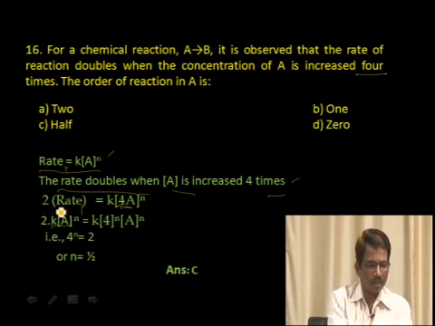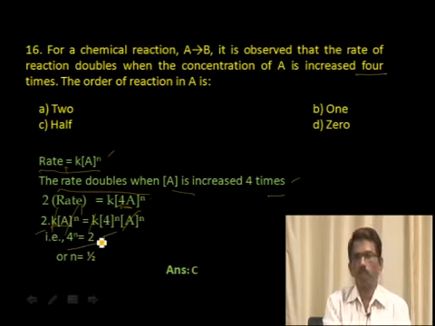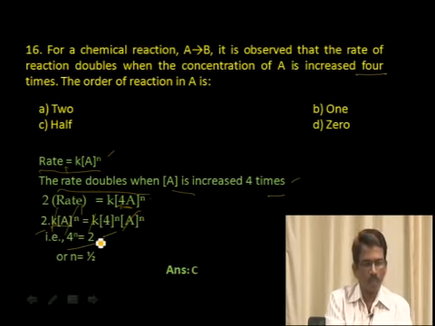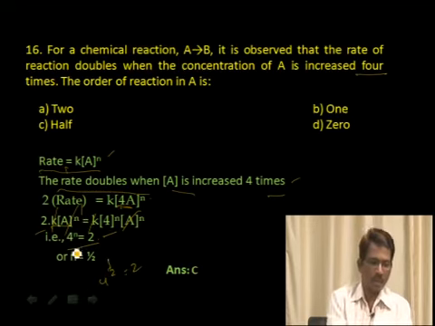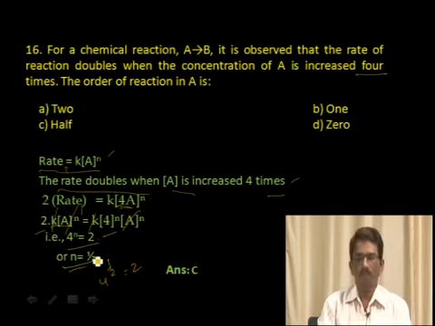When we cancel this K and then A to the power n, you are left with 4 to the power n is equal to 2. So square root of 4 is 2, or 4 to the power half is equal to 2. Obviously, the order of the reaction becomes 1 by 2. And the correct answer is option C.